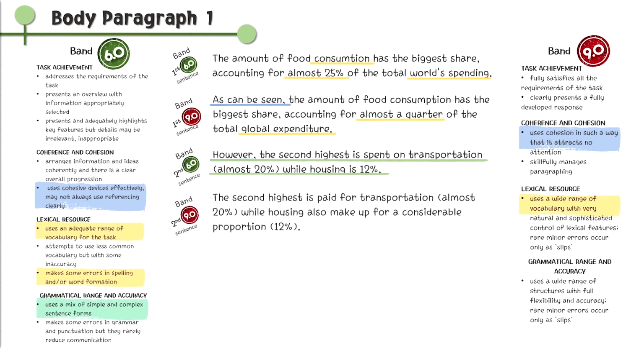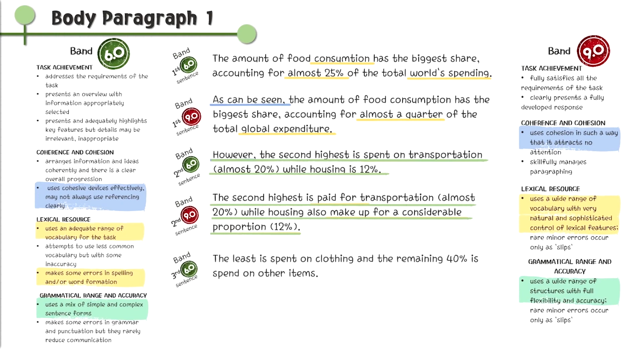The second highest is paid for transportation, almost 20%, while housing also makes up for a considerable proportion, 12%. For the Band 9 second sentence, paid for and also makes up for a considerable proportion were used, to show the use of wide vocabulary naturally and sophisticatedly. Complex sentence structure was also used.